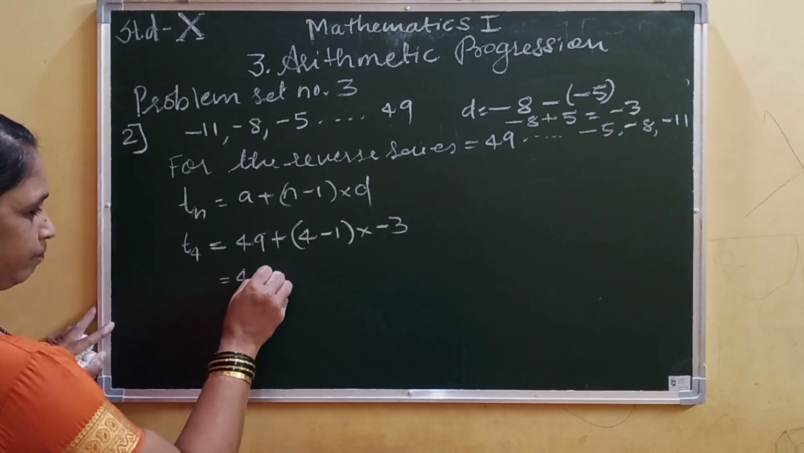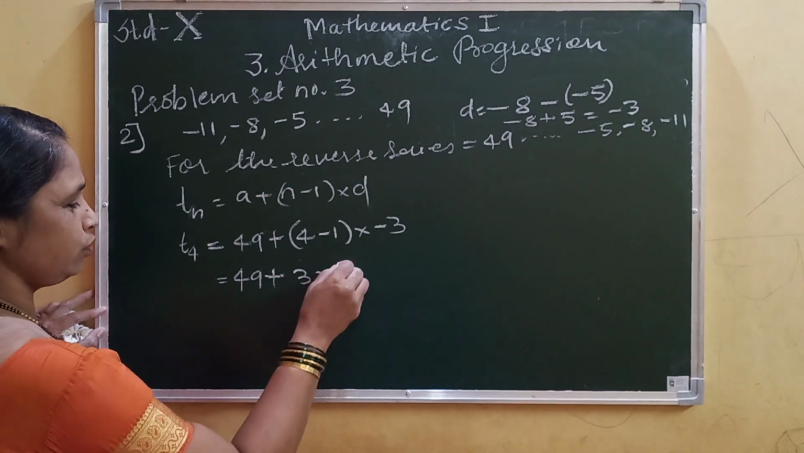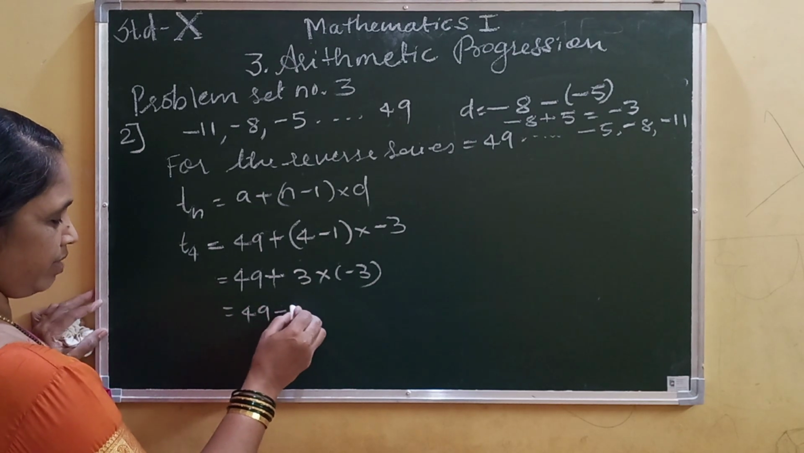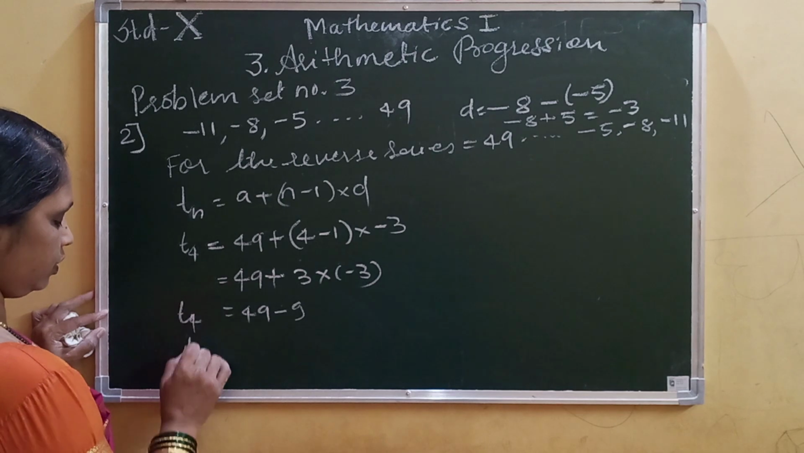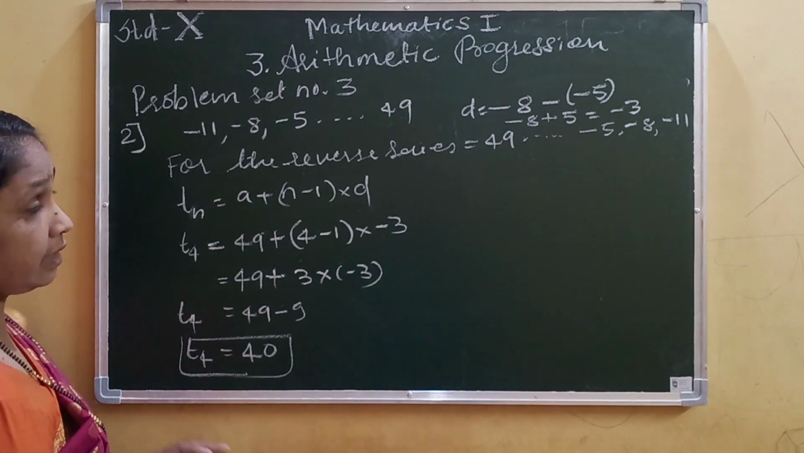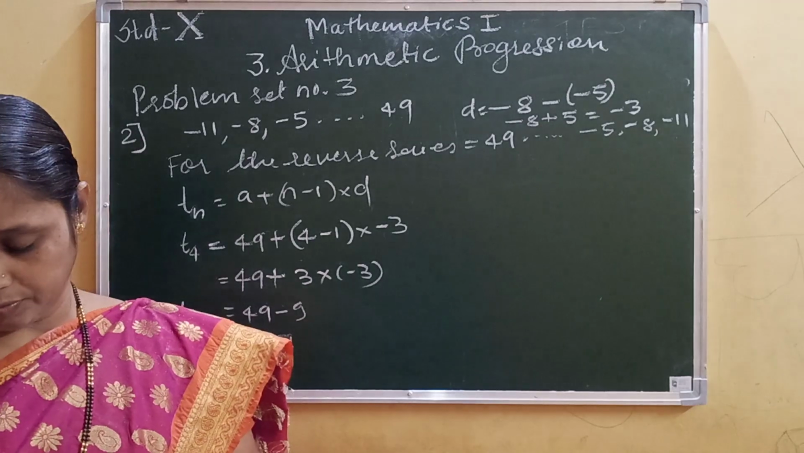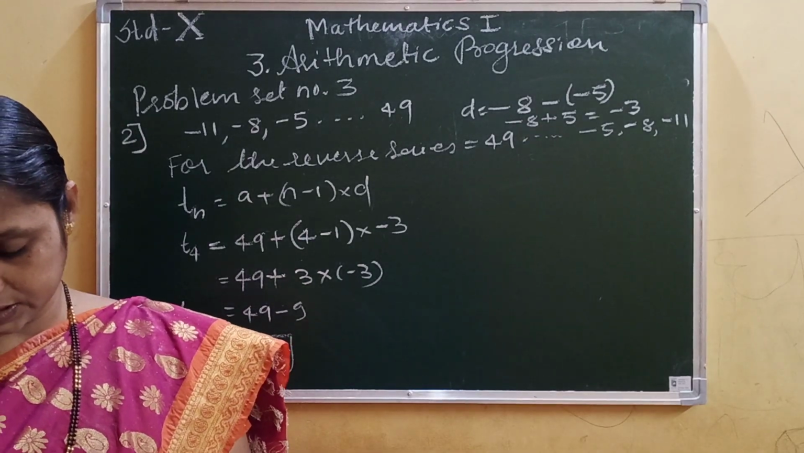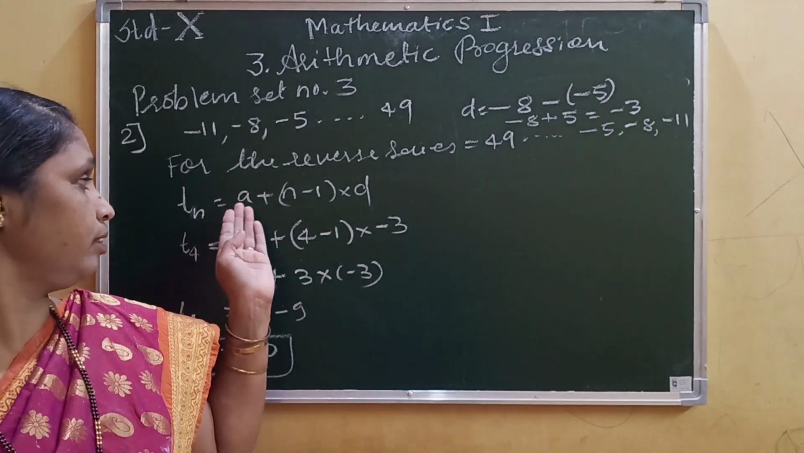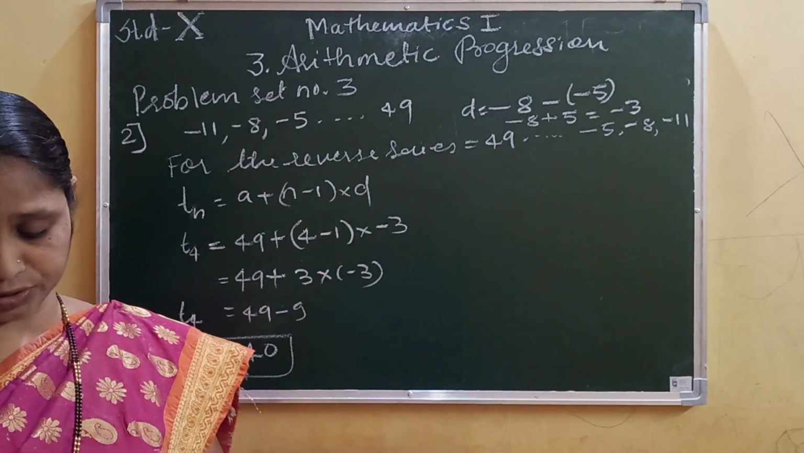So 49 plus 3 into minus 3, which is equal to 49 minus 9. So T4 is equal to 40. This is by considering the reverse order. We have got the answer 40. Now you can also find it by considering the series in the serial order, but here the term will come negative because we have to find the term from the last. The same answer you are going to get.